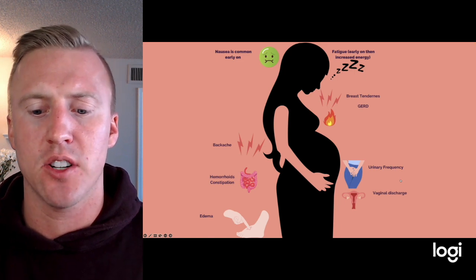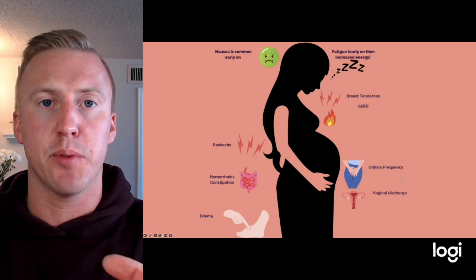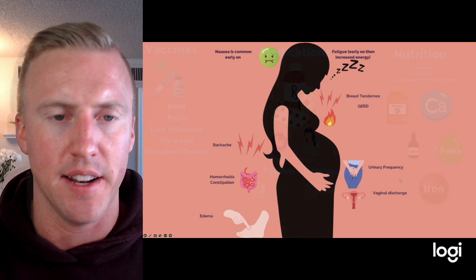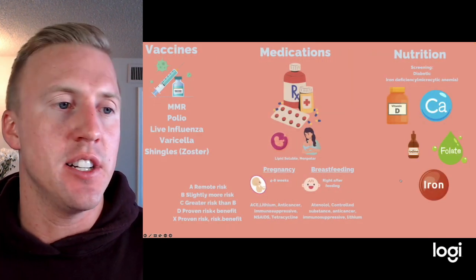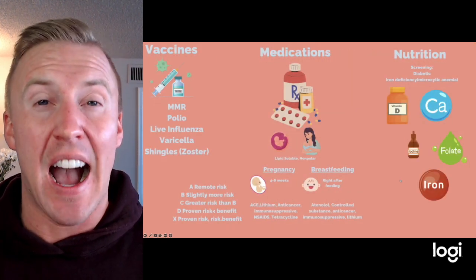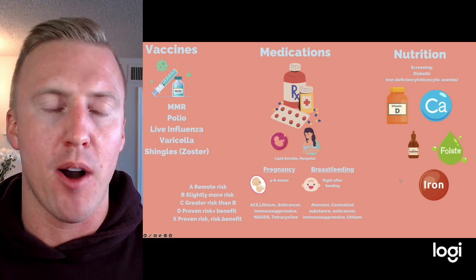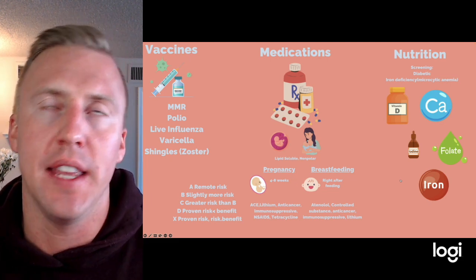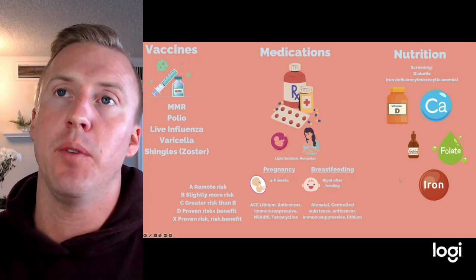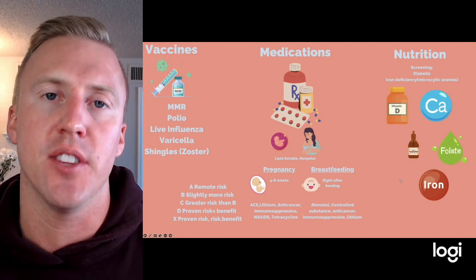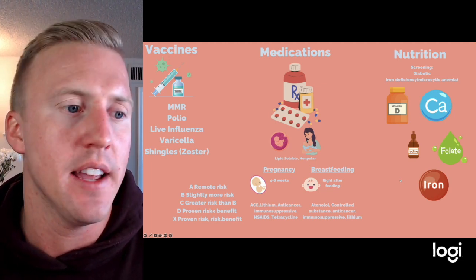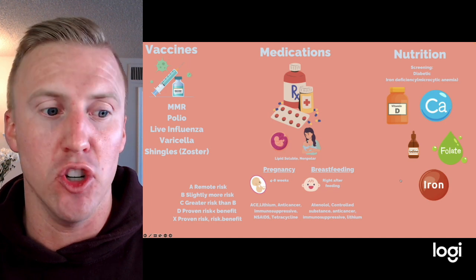Now, always want to make sure that you're ruling out edema versus your pre-E patients because we know those can come hand in hand. Now, when we look at vaccines, medication, and nutrition, so vaccines that are not okay to get in pregnancy are going to be MMR, polio, the live flu vaccine. We can get the non-live flu vaccine for these patients during flu season. That's okay. Varicella, and then shingles.